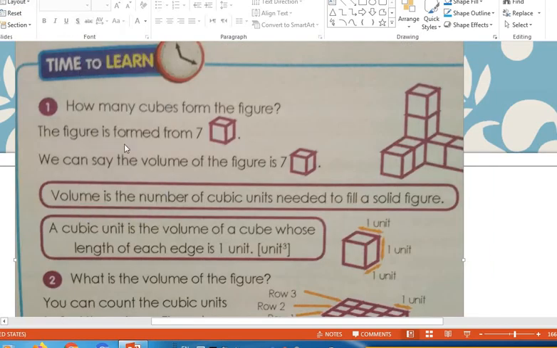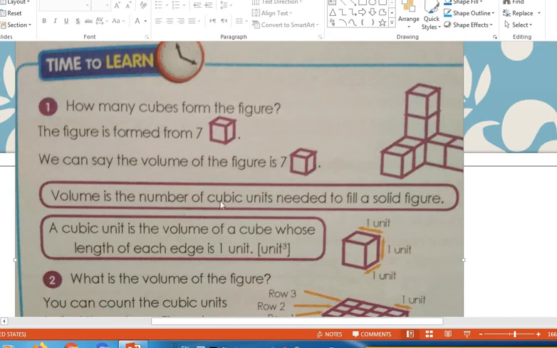Okay, in this lesson you will learn how to calculate volume. I can calculate volume by counting the number of cubic units needed to fill a solid figure. How many cubes form the figure here? The figure is formed from 7 cubes. We can say the volume of the figure is 7 cubes.